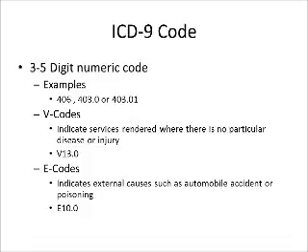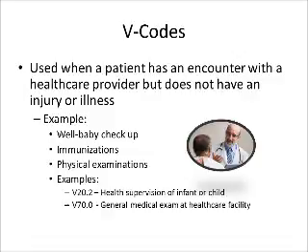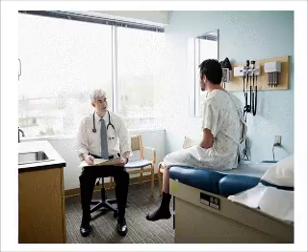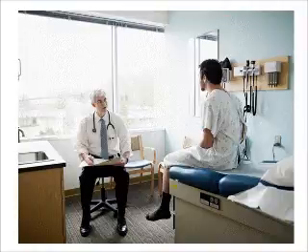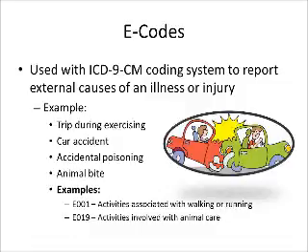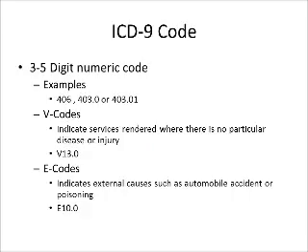An exception to the numeric codes in the ICD-9, we have 2 sections called V codes and E codes. The V codes are ICD-9 codes that indicate services rendered where there's no particular disease or injury. An example of this would be a physical examination. The coder would use a V code instead of finding a diagnosis code. E codes, on the other hand, indicate external causes, such as an automobile accident or poisoning. This would be used in conjunction with a regular diagnosis code. In other words, an E code would only be a secondary code to describe how something happened or why something happened.